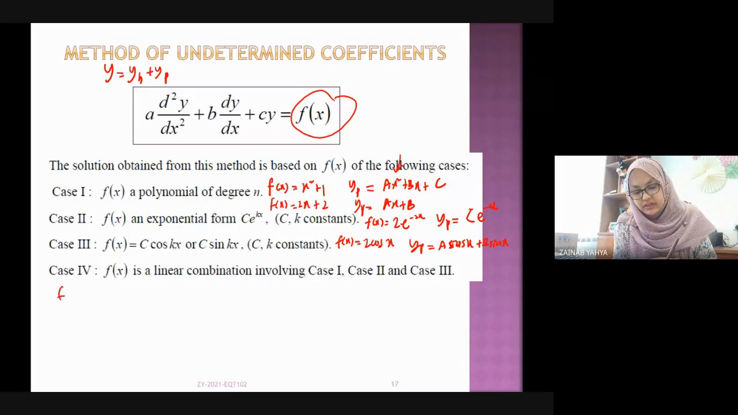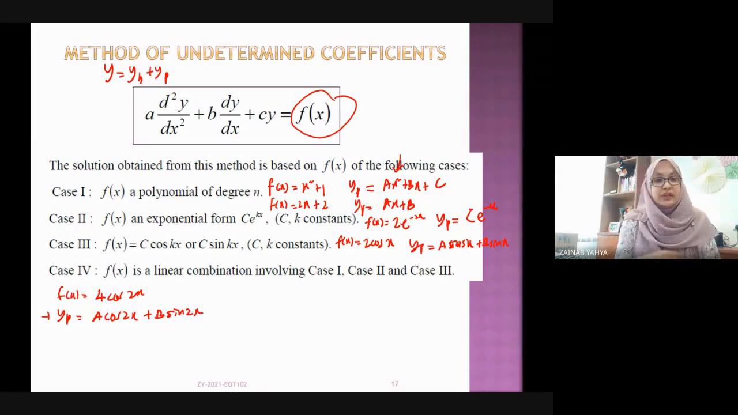Okay, I give another example. F(x) equals 4 cos 2x. So your yp will be equal to a cos 2x plus b sine 2x. This is the solution for yp. Case 4 is the combination of all these 3 cases.